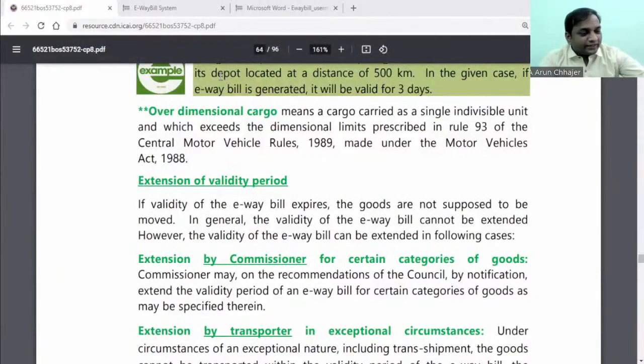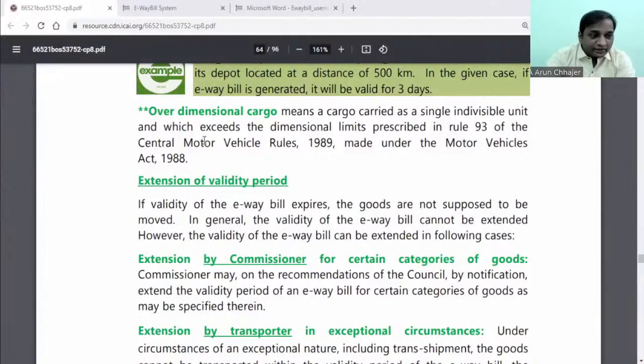So there are certain queries. First, I will discuss the queries. Query number 1: if the goods are delivered at the wrong place, then you need to pick the goods up again from that wrong place and deliver them to the correct place. But for that, you should ensure your e-way bill is valid.